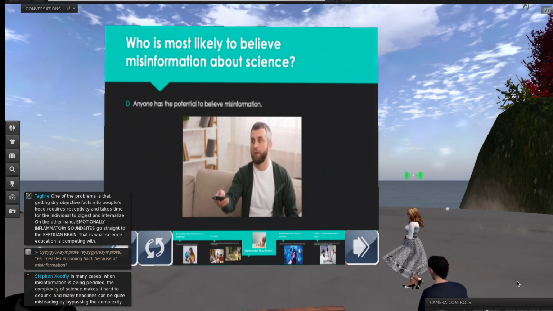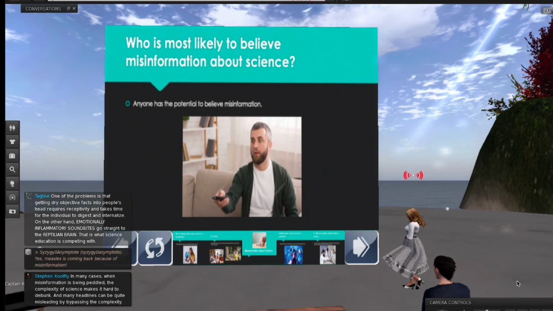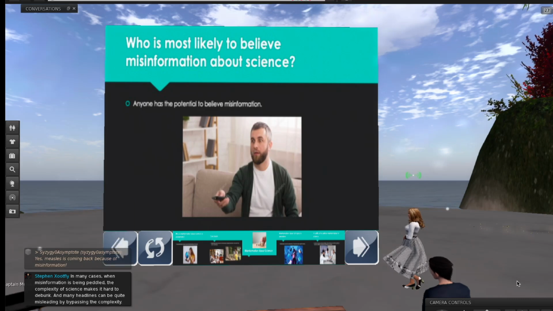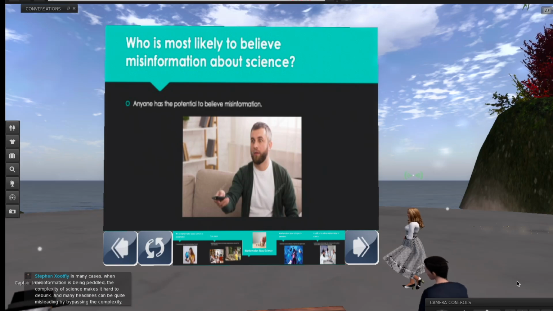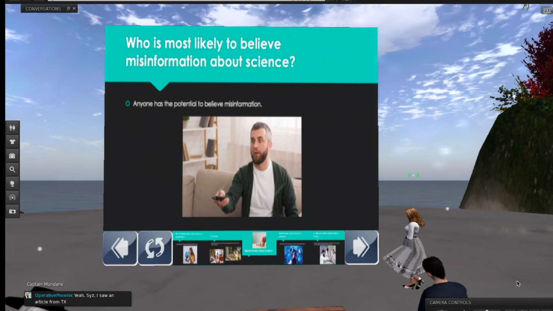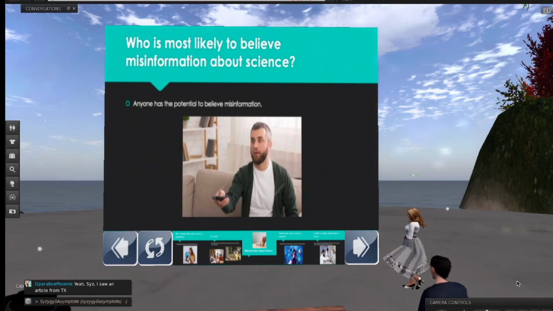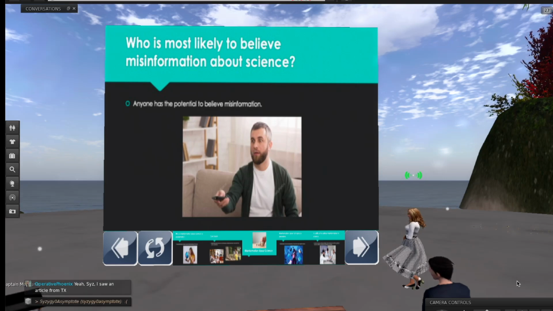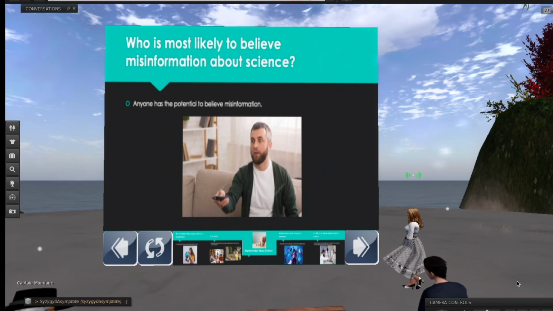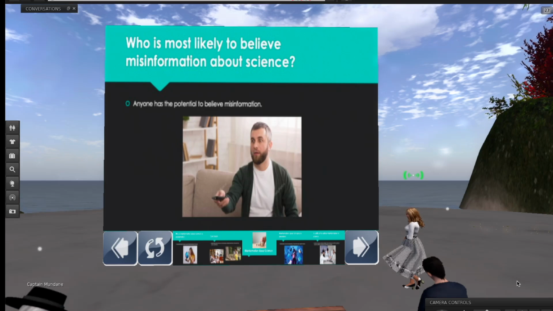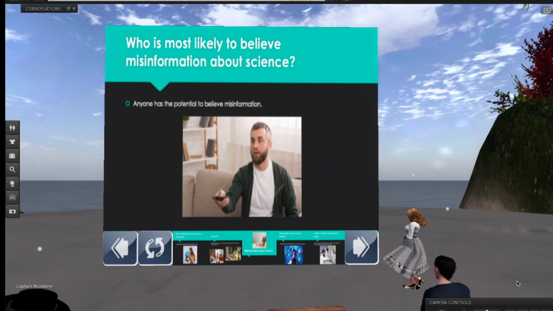And Taliber says, because it usually is adjusting of reality. Tagline says, one of the problems is that getting dry objective facts into people's head requires receptivity and takes time for the individual to digest and internalize. On the other hand, emotionally inflammatory sound bites go straight to the reptilian brain, if you all know what that is. That is what science education is having to compete with. And Syzygy says, measles is coming back because of misinformation. Stephen says, in many cases when misinformation is being peddled, the complexity of science makes it hard to debunk, and many headlines can be quite misleading by bypassing the complexity.